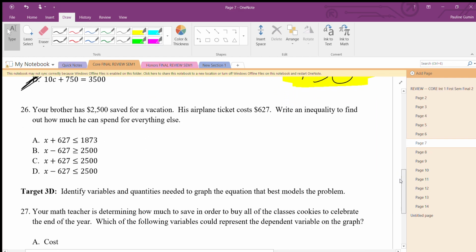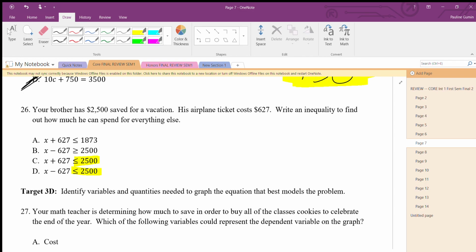Your brother has $2,500 saved for a vacation. His plane ticket costs $627. Write an inequality to find out how much he can spend for everything else. First of all, we need to think, can your brother spend more than $2,500? No, it must be less than $2,500. So let's look for some less than symbols. Less than 2,500. Less than 2,500.